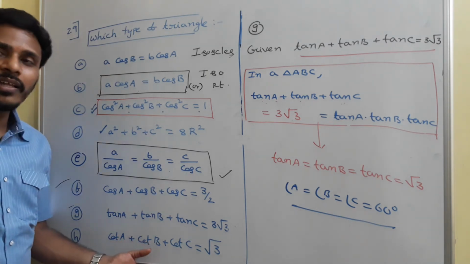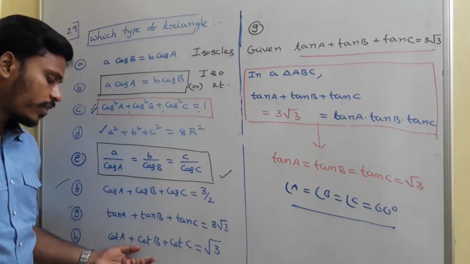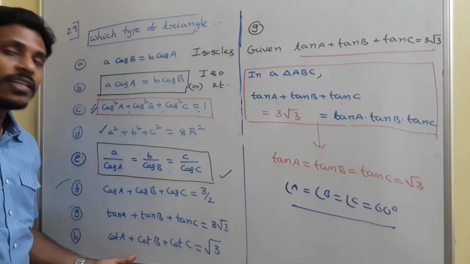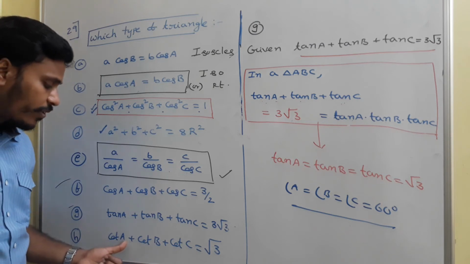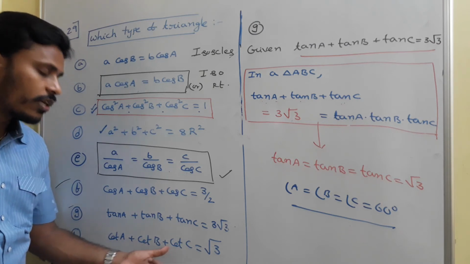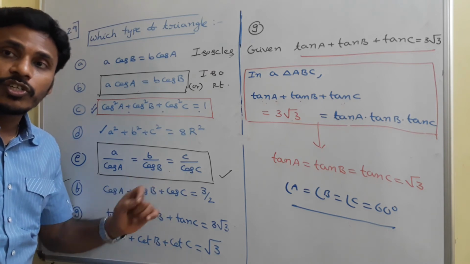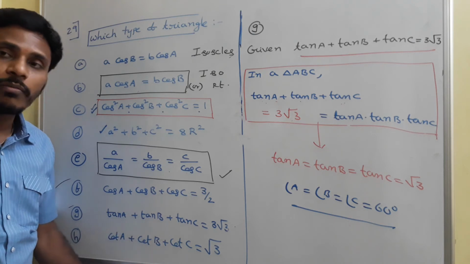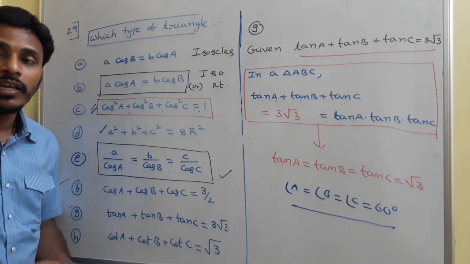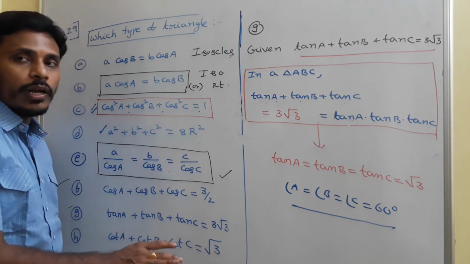Still there is some other way to proceed. If you need the proof, we need to proceed, or otherwise, directly if you guess, the triangle is equilateral. How can we say? Just replace A with 60 degrees, B with 60 degrees, C with 60 degrees. If you replace A, B and C with 60, 60, 60, cot 60 is 1 by root 3, and this is 1 by root 3, and that is 1 by root 3. 1 by root 3 is again root 3, and so it is also an equilateral triangle.